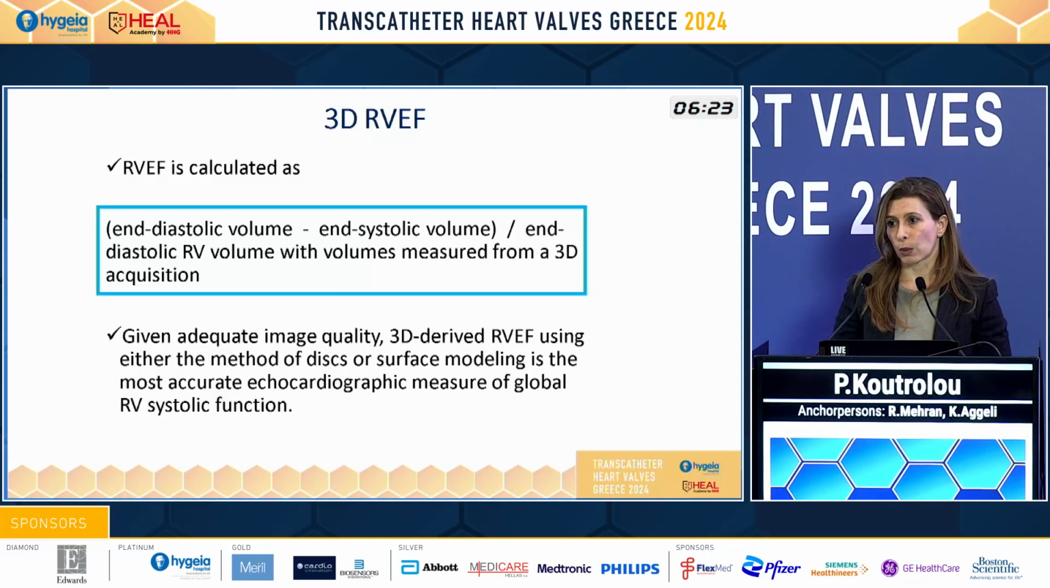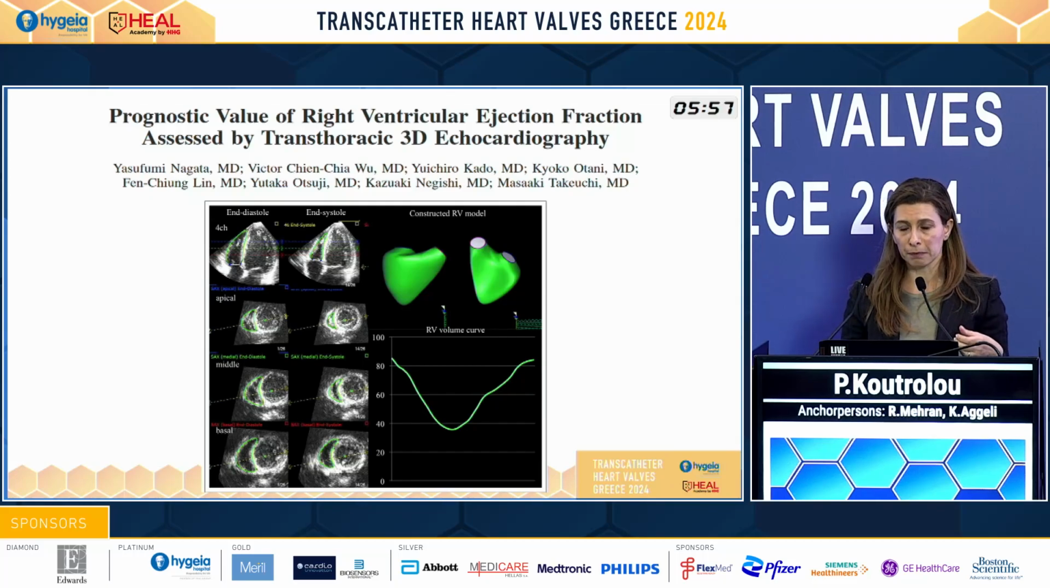One more thing that we do, if we have a machine that does 3D, then we have the ability to do a 3D calculation of the right ventricular ejection fraction. In that measurement, we are not using area anymore, but we're using volumes. So now we have the right ventricular end diastolic volume minus the systolic volume divided by the end diastolic volume, and we have our 3D assessment of the RV.